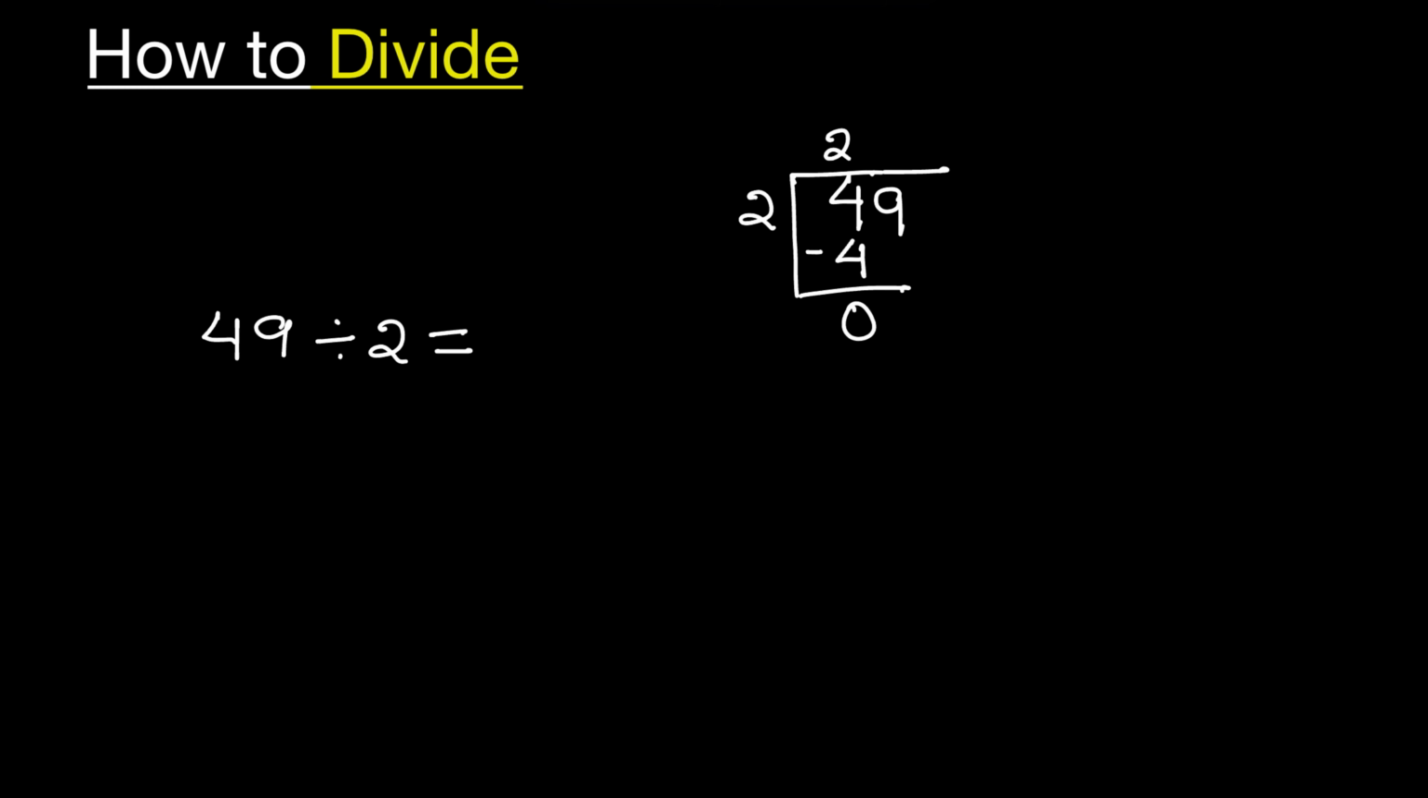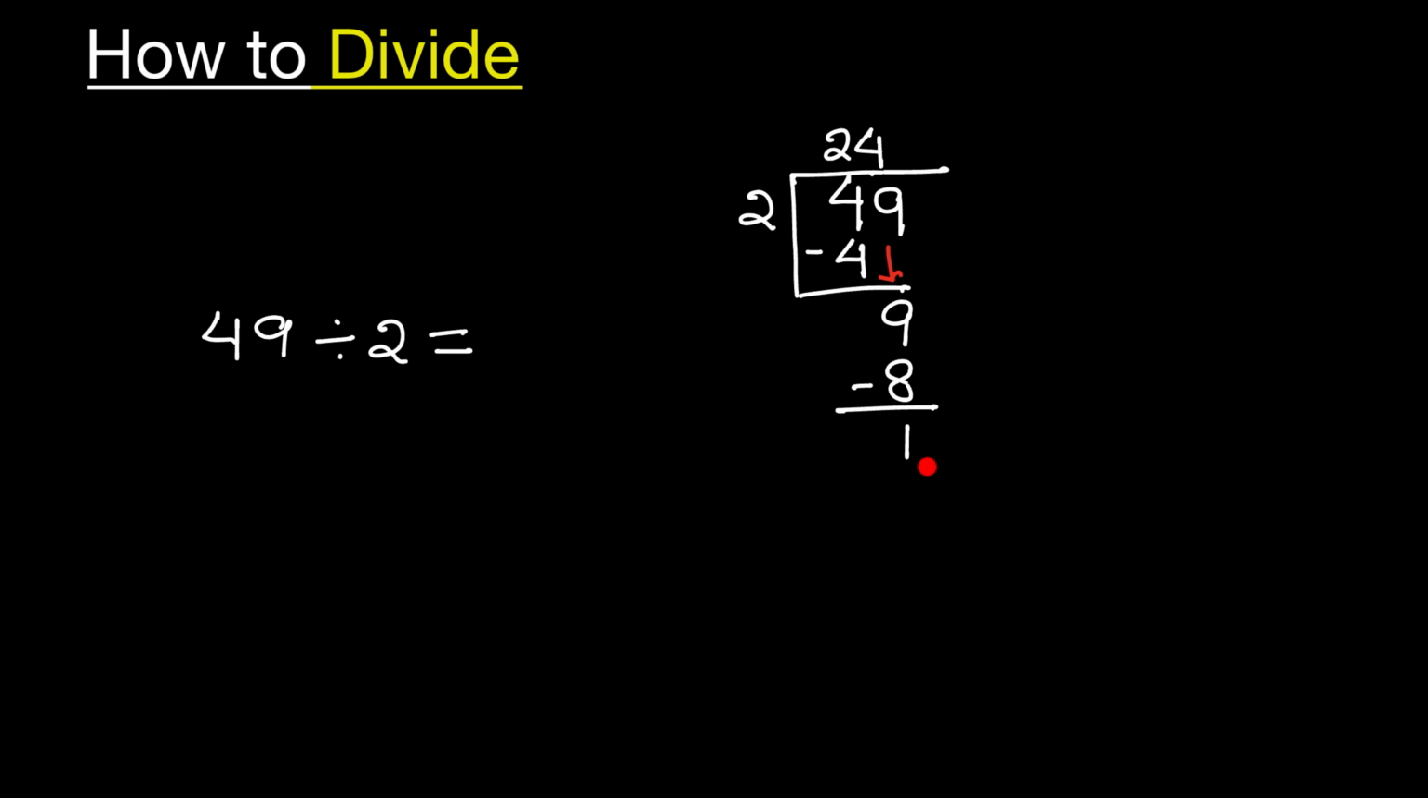Now this 0 is less than 2. That is why we need to bring down this 9 here. Now we know that there is no meaning of zeros on the left, so we will remove this 0. And we know that 2 times 4 is equal to 8. Subtract, we get 1.